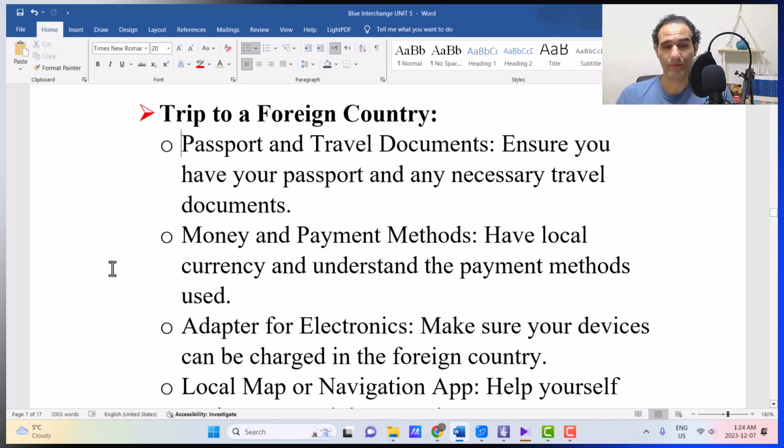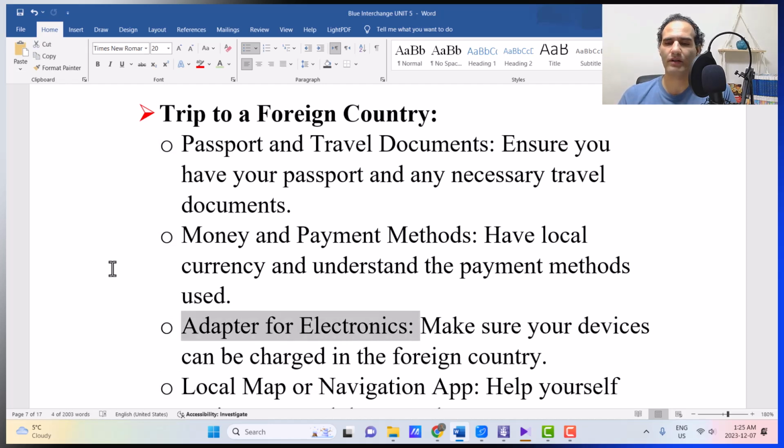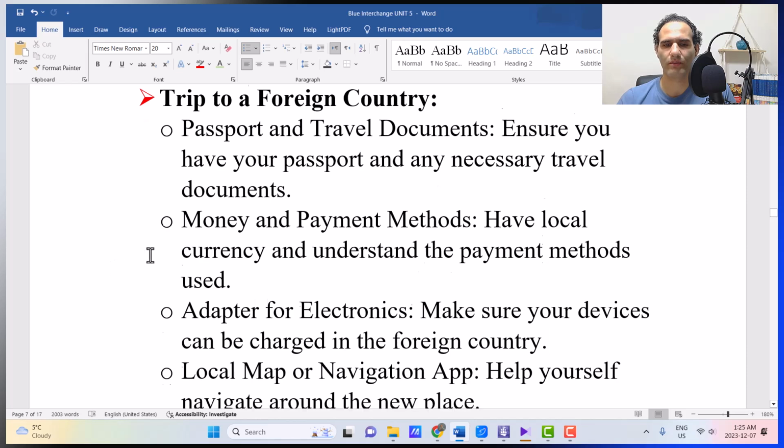Trip to a foreign country. What do you need? Passport, surely, and travel documents. Ensure you have your passport and any necessary travel documents. Money and payment methods. Have local currency and understand the payment methods used. In this country, cash is used only. In that country, not everyone accepts cash, so you should know about it. Adapter for electronics, very important. Make sure your devices can be charged in the foreign country. Sometimes you need to go for the right adapter.